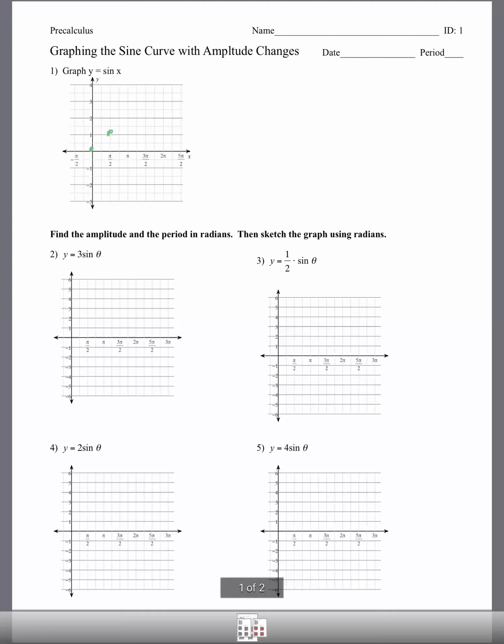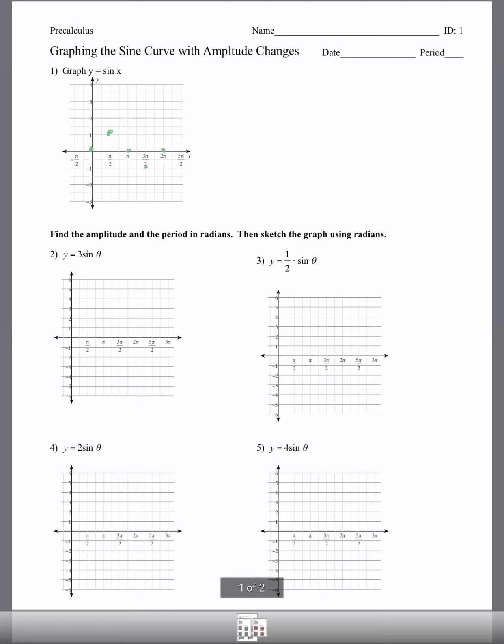Okay, so that's supposed to be at 1. Then when you get to pi, it's back at 0. 3 pi over 2, it dips down to -1. And then at 2 pi, it comes back to 0. Okay, so again, you saw a couple videos of how this was created.